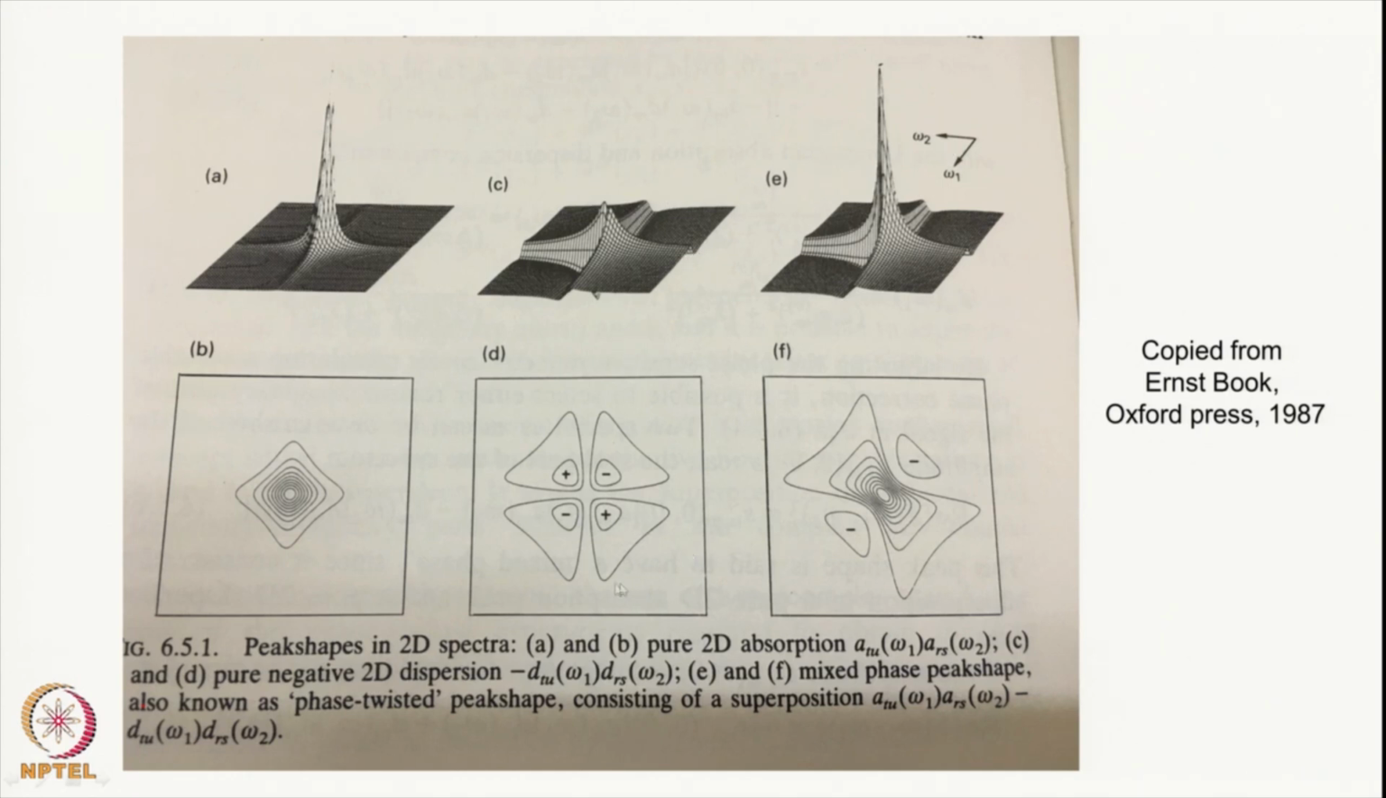So, that is ARS omega 1 and ARS omega 2 minus DRS omega 1 DRS omega 2, that is the real part. The total real part is represented by this, and this is a mixed phase, also called the phase twisted line shape. And these sorts of line shapes are not desirable, and we would like to have line shapes of this type, and this is what we would like to achieve. So, now see how one can achieve this.